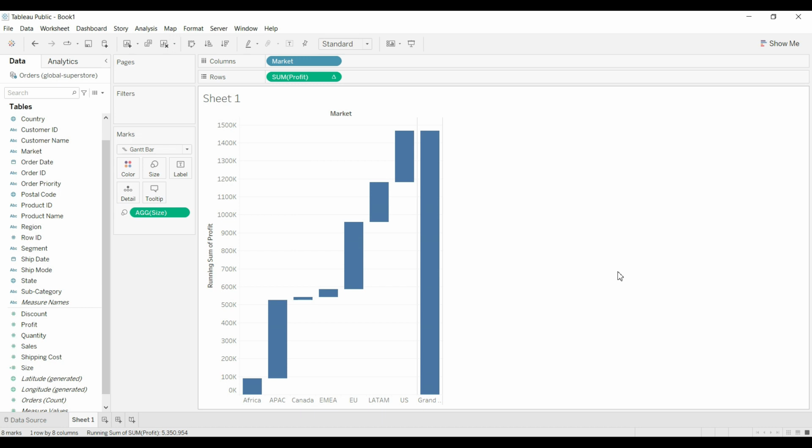So now we are at the point where we will try to understand how to analyze a waterfall chart. Suppose we have around 50k profit, and that profit is distributed at market level in this manner. So at a high level we can see that for APAC, for EU and for US, the sum of profit is high in comparison to other markets. So that's how we can create our waterfall chart in Tableau.